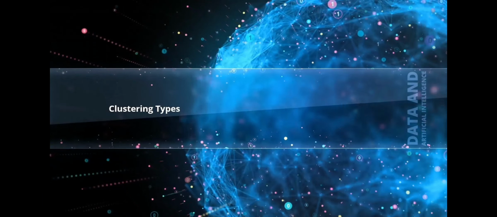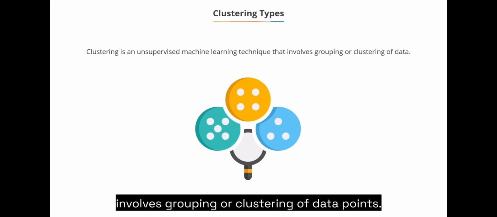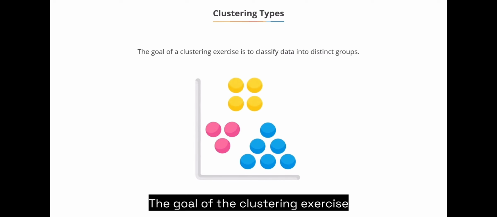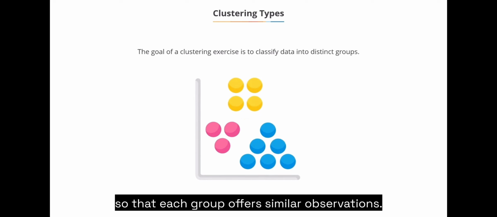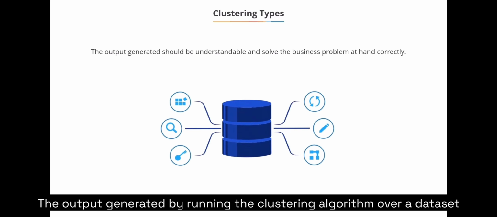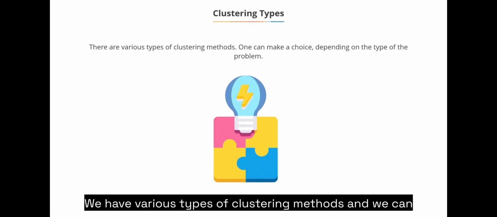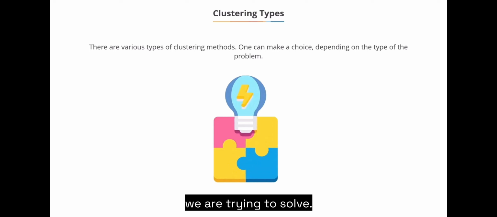Clustering types. Clustering is an unsupervised machine learning technique that involves grouping or clustering of data points. The goal of the clustering exercise is to classify data into distinct groups so that each group offers similar observations. The output generated by running the clustering algorithm over a dataset should be understandable and solve the business problem at hand correctly. We have various types of clustering methods, and we can choose any of them depending on the type of problem we are trying to solve.